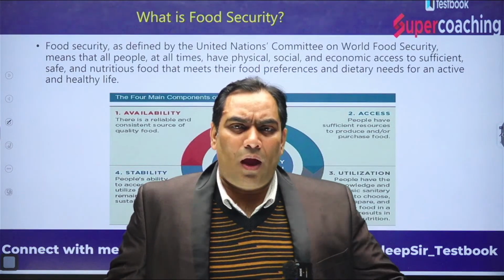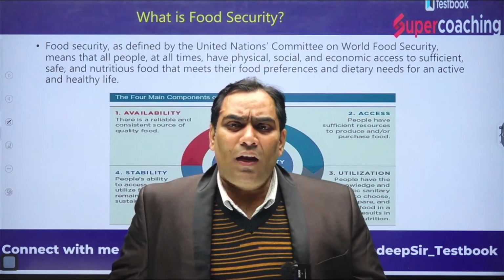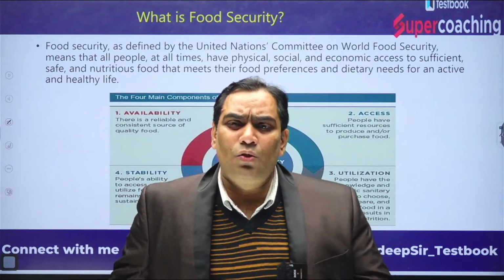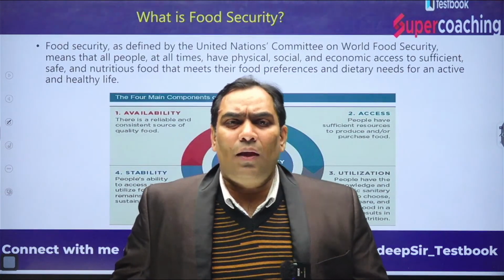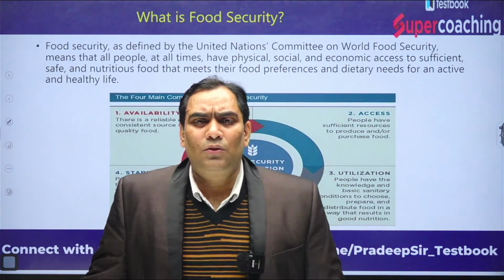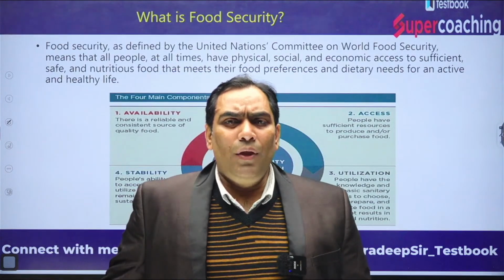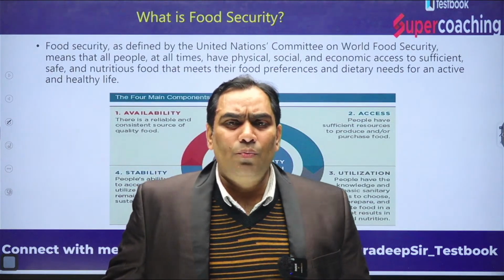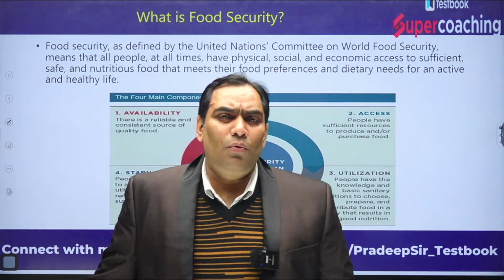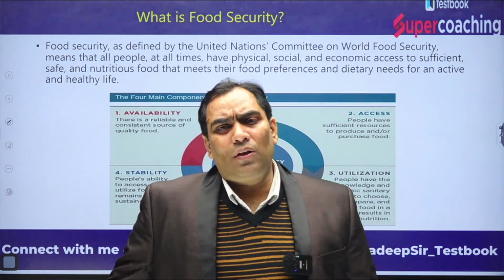First of all, food availability. Second, they must ensure food access. Third, they must ensure optimum utilization of food. Fourth, they must ensure food stability. So these are the four pillars of food security. In order to have food security, the authority has to work on these four pillars to achieve universal food security. So this is about food security.